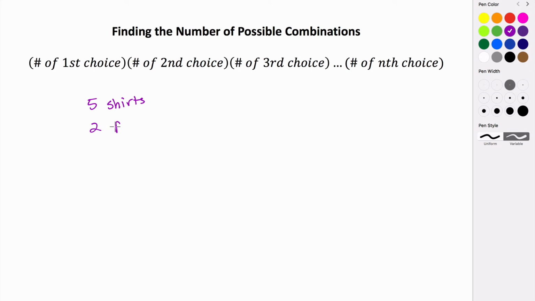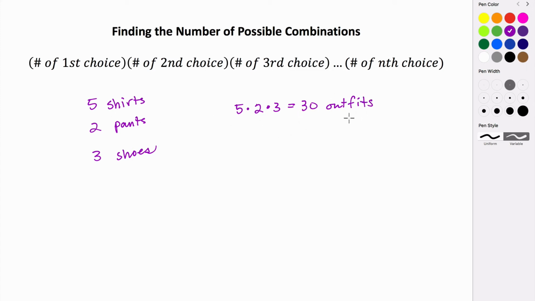So let's say, for example, you had 5 shirts, 2 pairs of pants, and 3 pairs of shoes. And you wanted to figure out how many different combinations, how many different outfits could you make with this. So it would just be your 5 shirts times your 2 pairs of pants times your 3 sets of shoes, and that would give you a total of, so 5 times 2 is 10 times 3 is 30. You would be able to make 30 outfits with this combination.